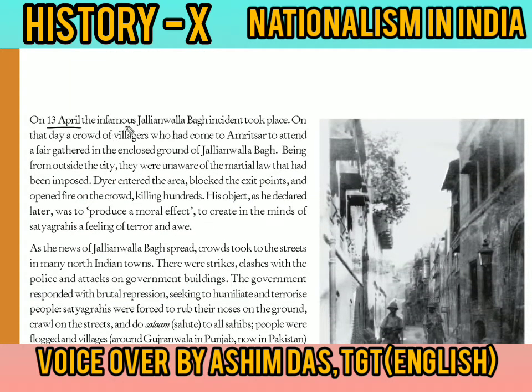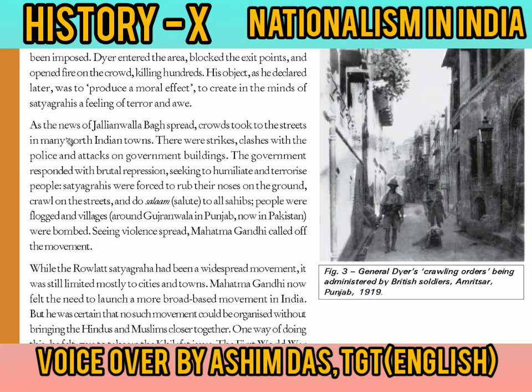As you know, on 13th April, there was the infamous Jallianwala Bagh incident. It was supposed to be a very peaceful gathering, but on that day a crowd of villagers had come to Amritsar to attend a fair and gathered in the enclosed ground of Jallianwala Bagh. Being from outside the city, they did not know that martial law had been imposed there. So Dyer entered the area and found all the people there. He blocked the exit points and opened fire on the crowd, and hundreds of people were killed. His object, he said, was to produce a fear of moral effect in the minds of the Satyagrahis. They must feel terror and awe.